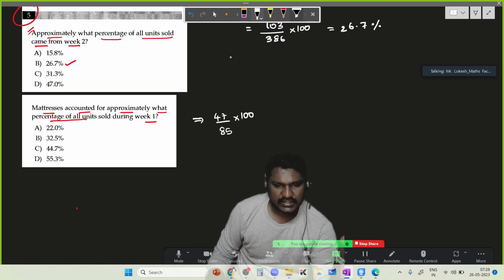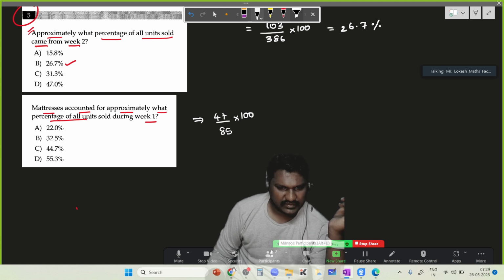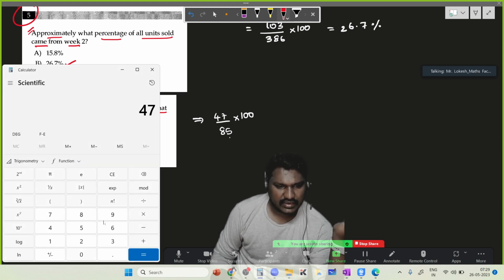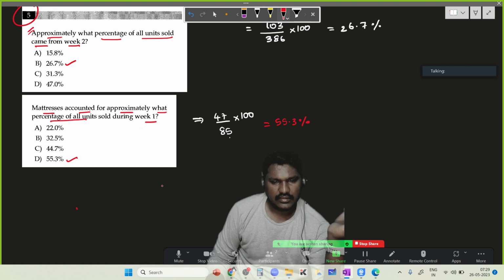Which is approximately, I think, less than 50%. No, sorry, greater than 50%. I think 55% is the answer, because half of 85 is 42.5, and 47 is slightly greater than that. So definitely it will be 55.3. Or else let me do the calculation. Even if I do the calculation, I'll get the same answer: 4700 divided by 85 is equal to 55.3% exactly.